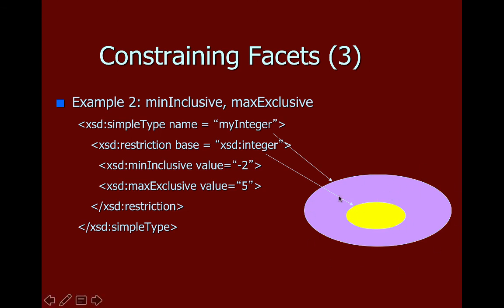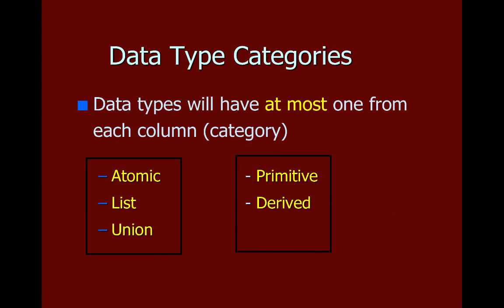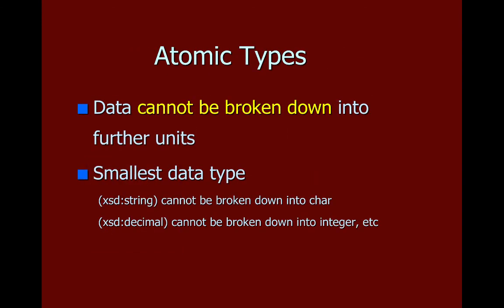So it's a subset of the set of all integers. So you can also declare patterns and so on. Data types will have at most one form, one from each column. So a data type that is atomic, list or union is either primitive, that means it's built in, or is derived from some primitive data types, for example, by adding constraints. And atomic types cannot be broken down, like string or decimal, for instance. And notice that all these are predefined in the XSD standard namespace.